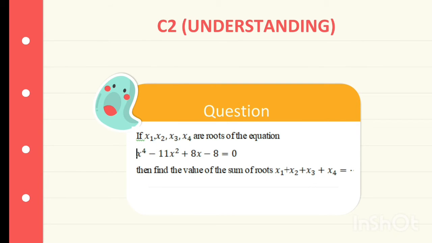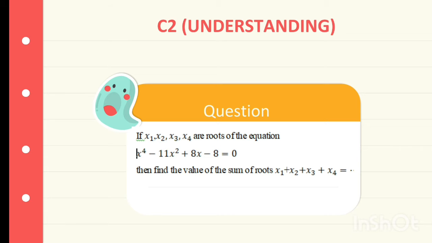Next, C2, understanding. The example is: if x1, x2, x3, x4 are roots of the equation x to the power of 4 minus 11x to the power of 2 plus 8x minus 8 is equal to 0, then find the value of the sum of roots x1 plus x2 plus x3 plus x4.